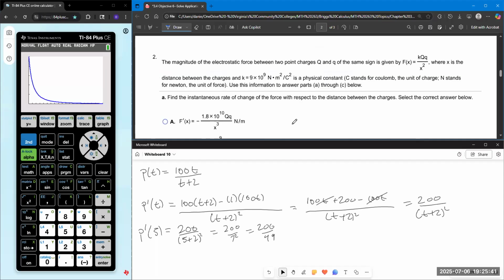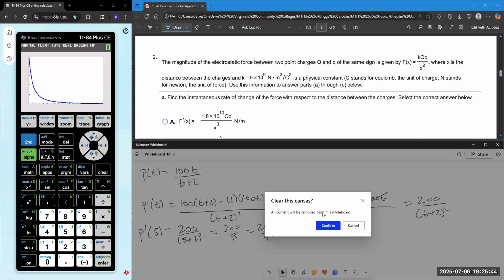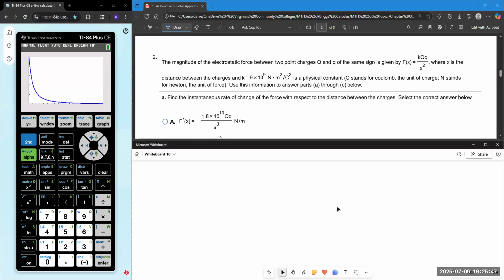Okay, we've only got one other example here. The magnitude of the electrostatic force between 2-point charges, capital Q and lowercase q, of the same sign is given by the function capital F of x is equal to k times capital Q times lowercase q over x squared, where x is the distance between the two charges, and k is given to us as 9 times 10 to the 9th Newton meter squared per Coulomb squared.